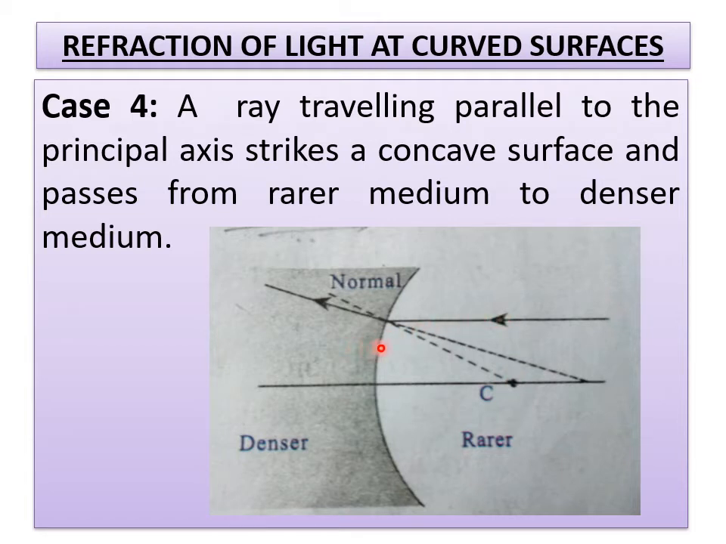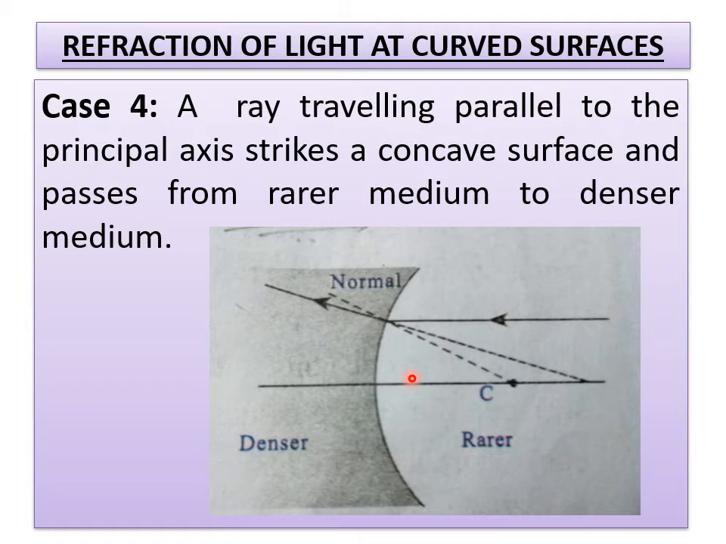So we know the condition: whenever a light ray enters from rarer to denser, it bends towards the normal. So this is your angle I and here angle R. So here in this case, R is less than I. All these rules are similar to your refraction at plane surfaces. That part you have to remember.